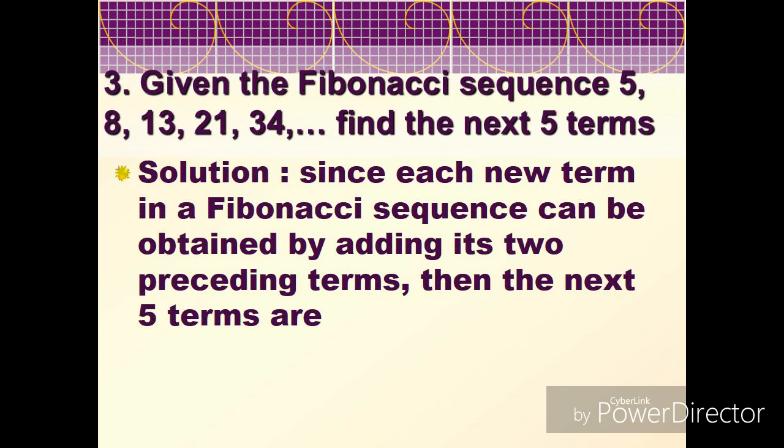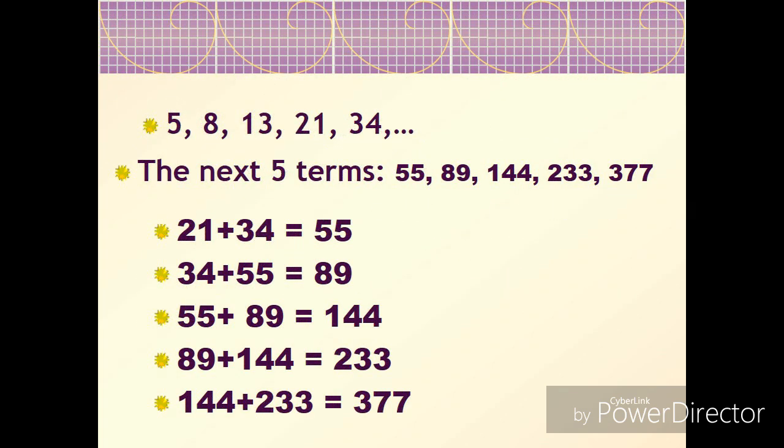Okay, number 3. Given the Fibonacci sequence 5, 8, 13, 21, 34, find the next 5 terms. Okay, so now this is the solution. Since each new term in a Fibonacci sequence can be obtained by adding its two preceding terms, then the next 5 terms are 55, 89, 144, 233, and 377.